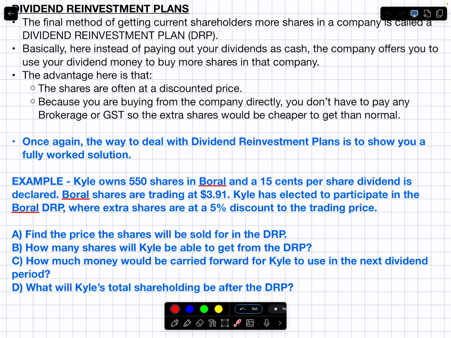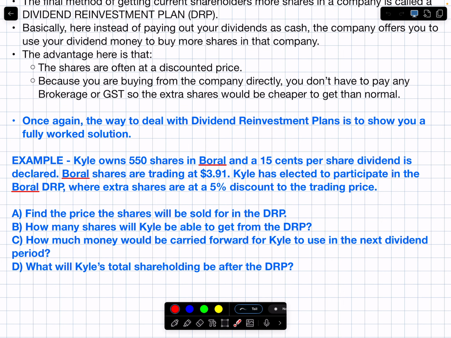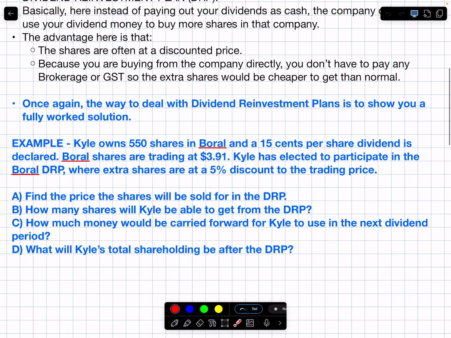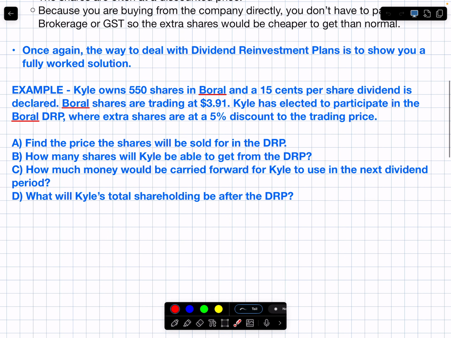Once again, the way we deal with dividend reinvestment plans is just to show you a fully worked solution. So the example is Kyle owns 550 shares. That's probably relevant. Don't care that it's Boral. 15 cents per share dividend. That's how much money they were supposed to get. Boral is $3.91. He wants to do the DRP. The extra shares are at a 5% discount. How do we use that info?